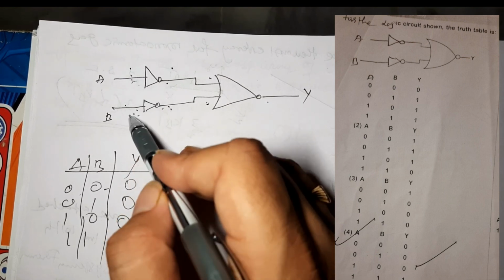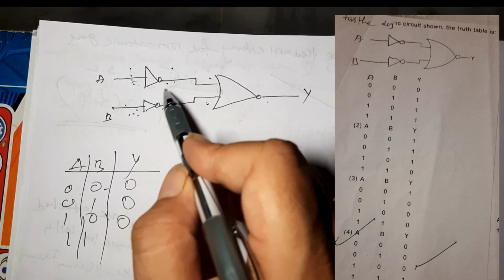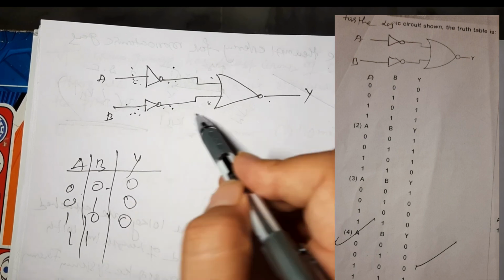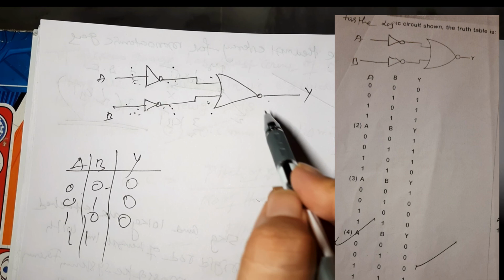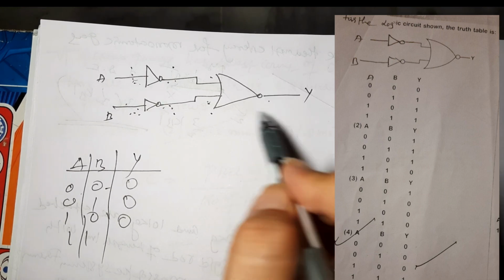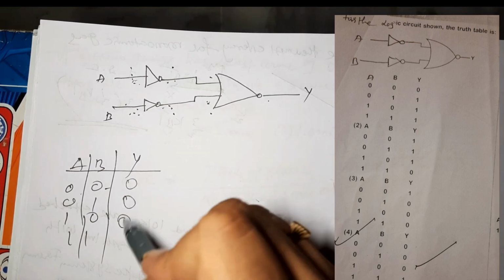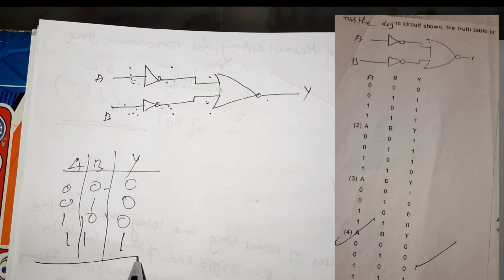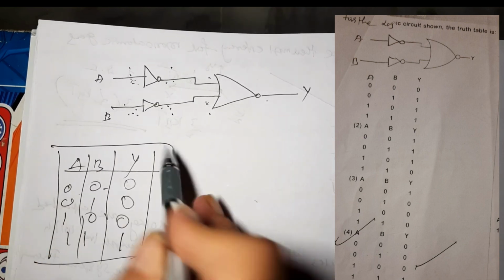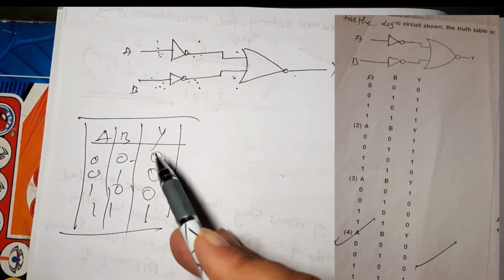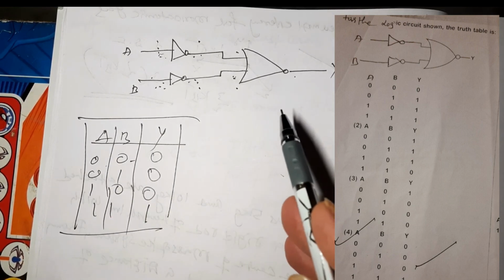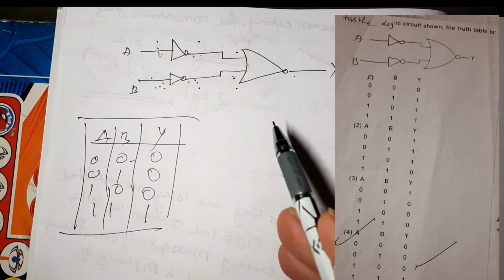1 1. 1 becomes 0, and 1 becomes 0. 0 plus 0 is 0. The inverse of 0 is 1. This is the correct table. This is the correct truth table of the following question.